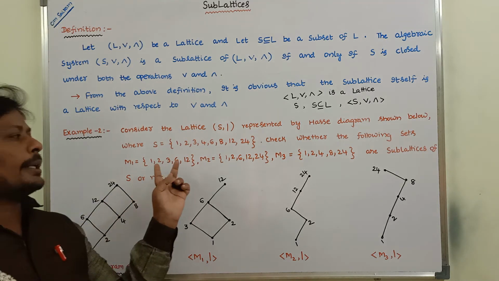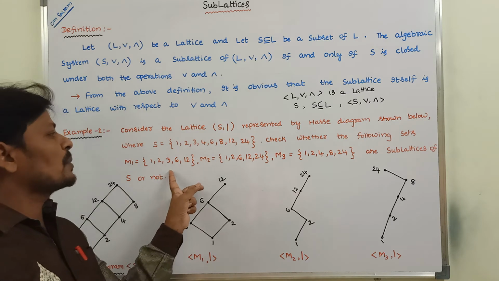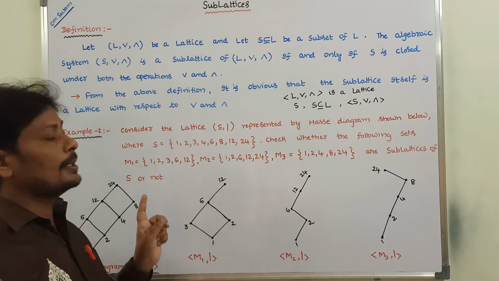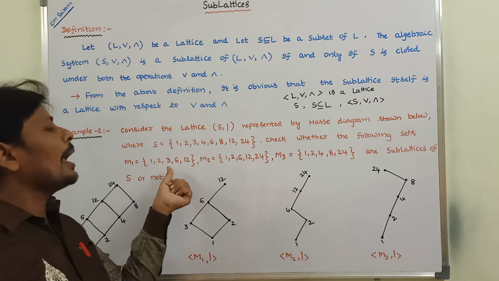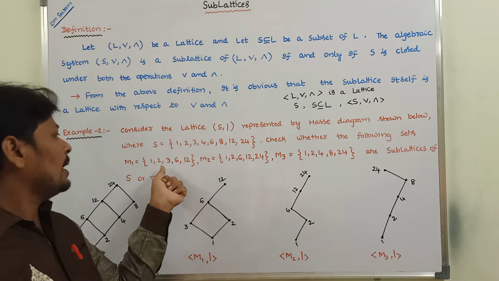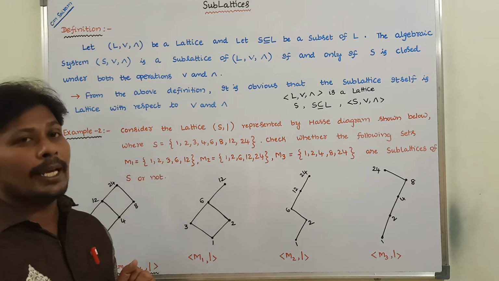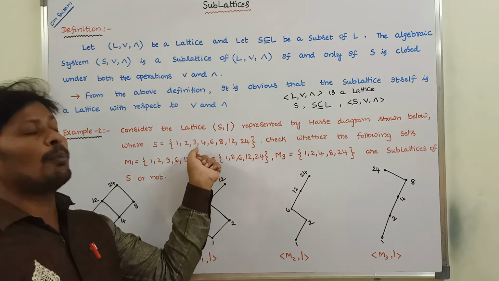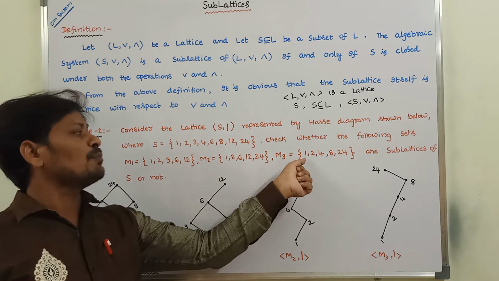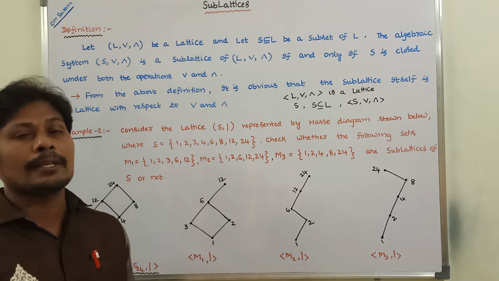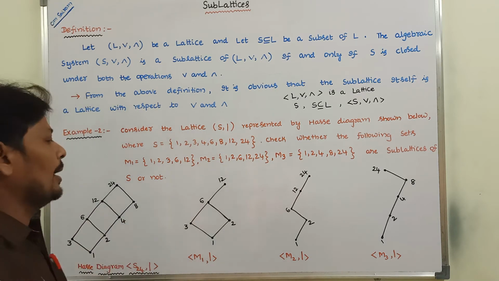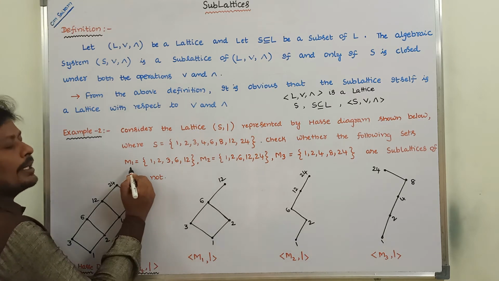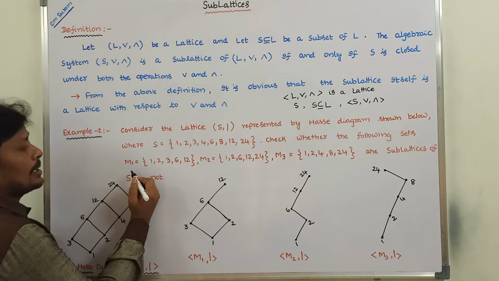Now we are taking three subsets of S, that are M1, M2, M3. Now we have to check whether M1 is a sublattice of S, M2 is a sublattice of S, and M3 is a sublattice of S. We have to verify that. First, I am taking the M1 subset.